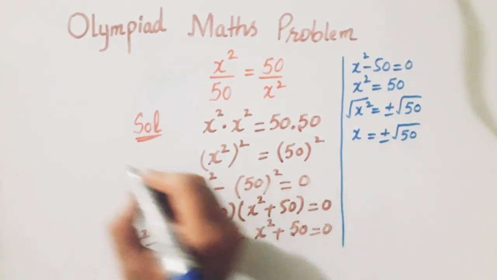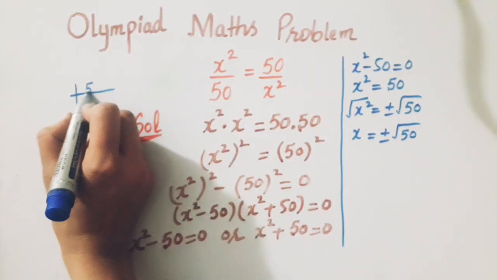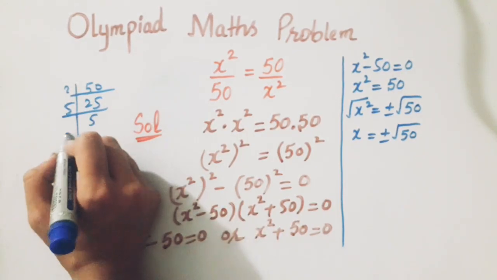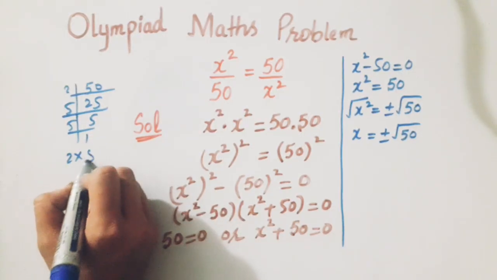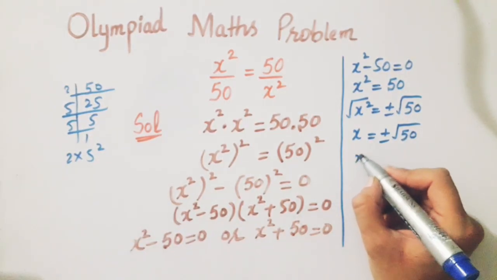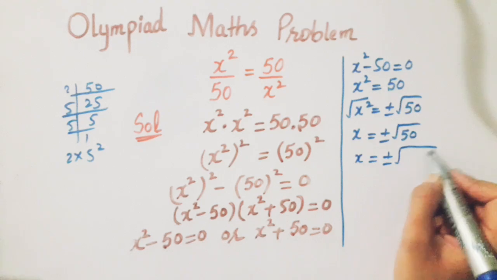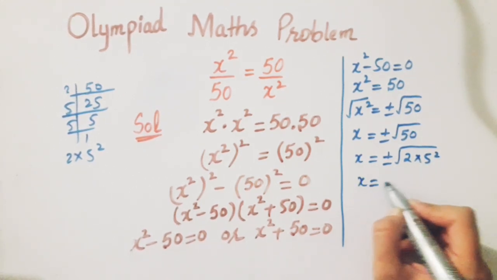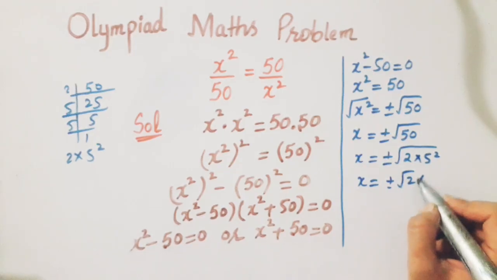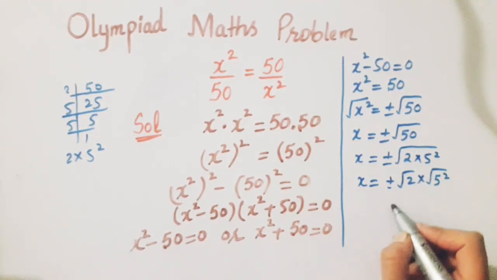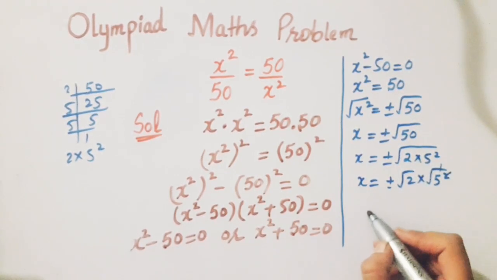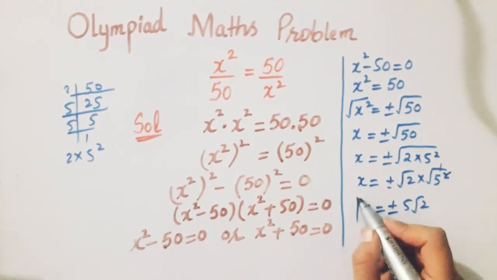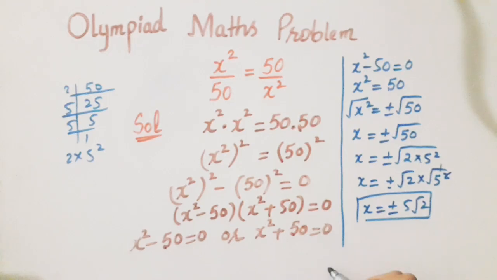Now by taking the LCM of 50, it will become 2 multiply 5 square, so plus minus square root of 2 multiply 5 square. Now we will split this, plus minus square root 2 into square root 5 square. So this square is cancelled out by this square root. So we have x equal plus minus 5 square root 2. This is the first one.